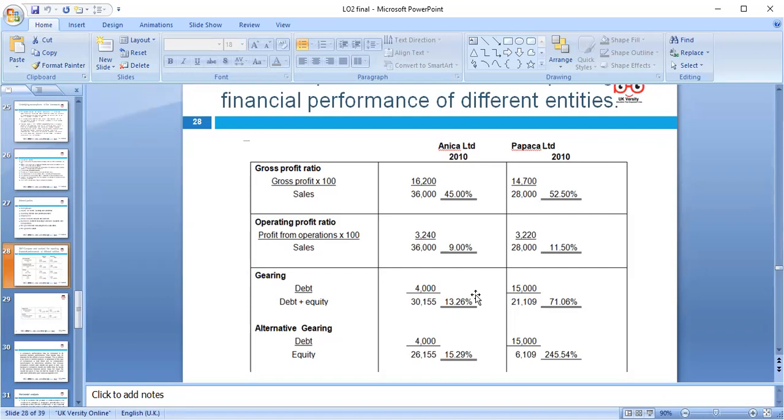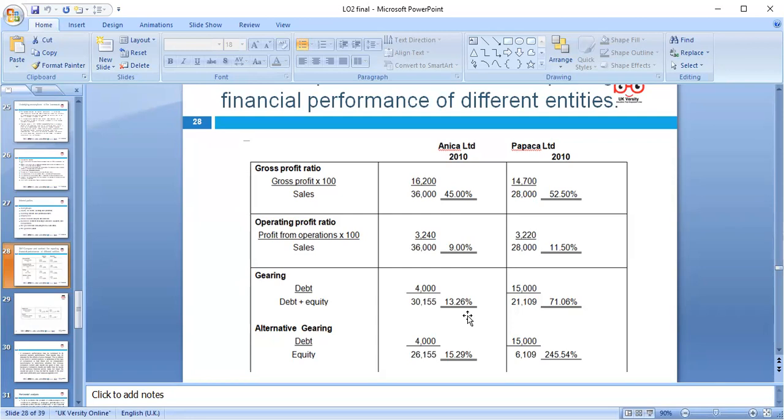Gearing ratio: high gear means high risk. It is debt divided by debt plus equity, so 13.25. Debt means the non-current liabilities. Sometimes we borrow money but invest it in non-current assets, so we just want to make sure we look at those. Papika has 71%, and the alternative formula is debt divided by equity, 15 and 245%. So which one do you think you would invest in, and which performs better than the others?